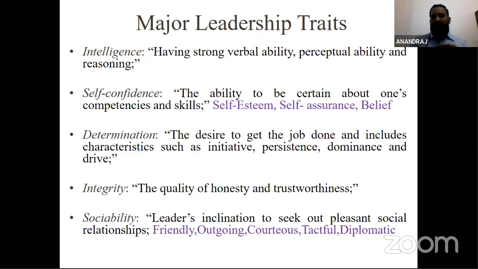And the fourth trait is called integrity. Integrity is also a very important trait. Each and every person who wants to be a leader is supposed to have all these five traits. If you have all five traits, you are a great leader. Integrity plays a vital role.